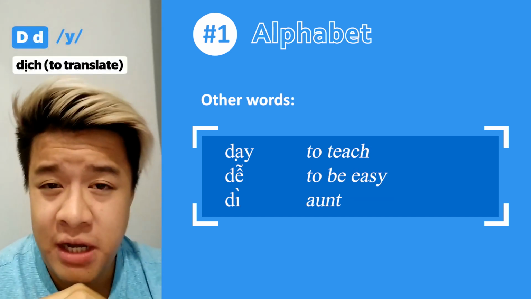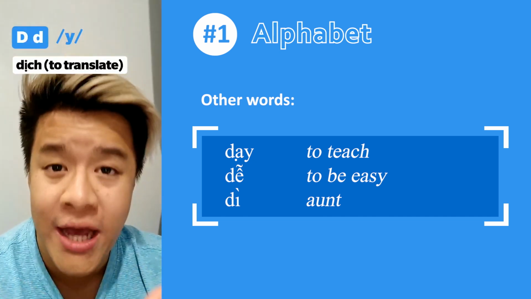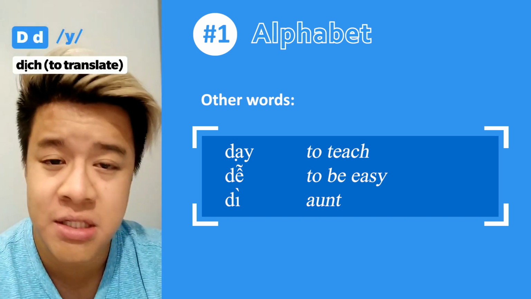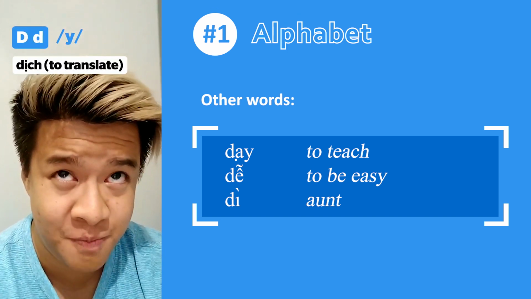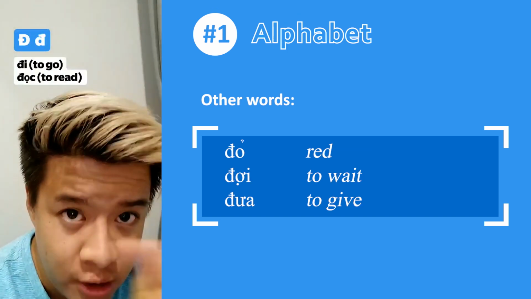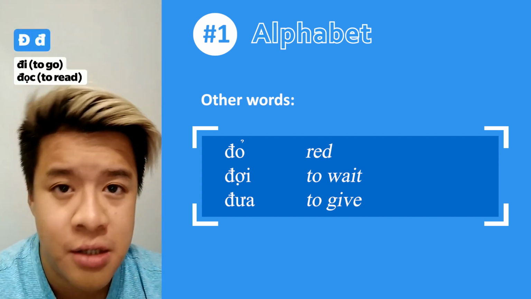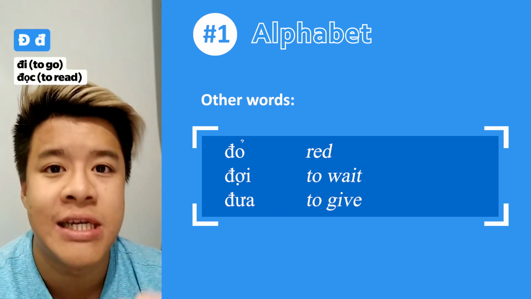All right, next we have the letter D, which is not pronounced as D, but more like the English Y sound, as in yes. For example, dịch means translate, dịch. So you don't say địch, địch means to fart. Okay. Then we have the letter D with a vertical line. That one is the actual D sound, as in đi, to go, đi, or đọc, to read, đọc.